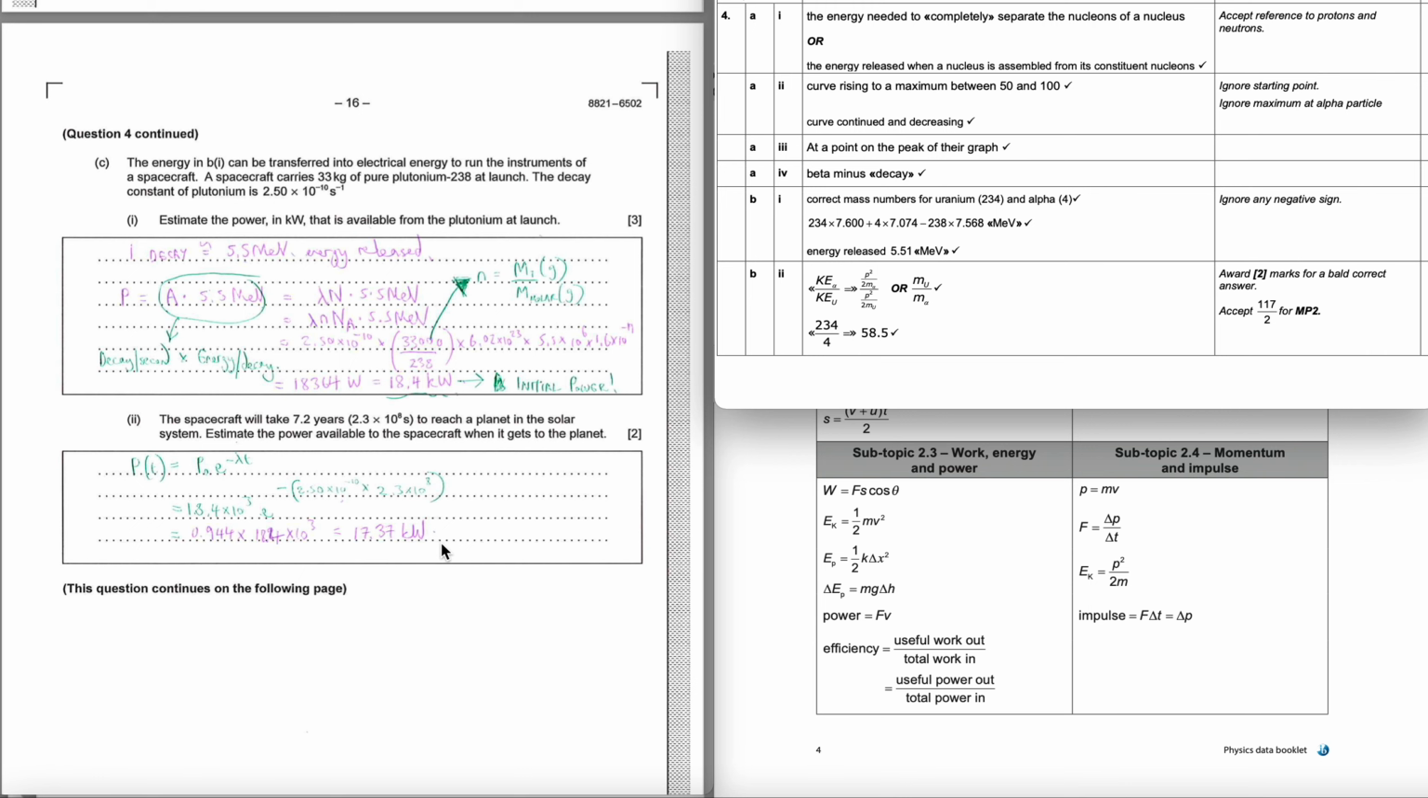Now, in order to know the number of decays, that's really just the activity. And the activity is the product of the decay constant, which we're given in our question, and the number of unstable atoms. And that's fairly straightforward so far, but the problem is we don't know the number of unstable atoms. Okay, we know the mass of the pure plutonium-238. We don't know anything else.